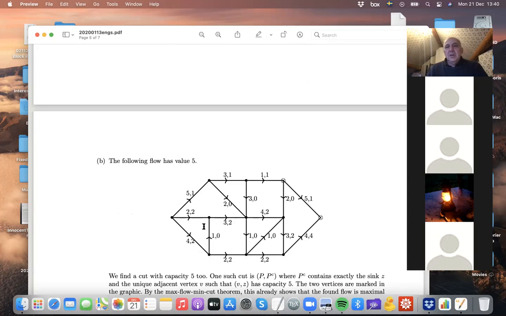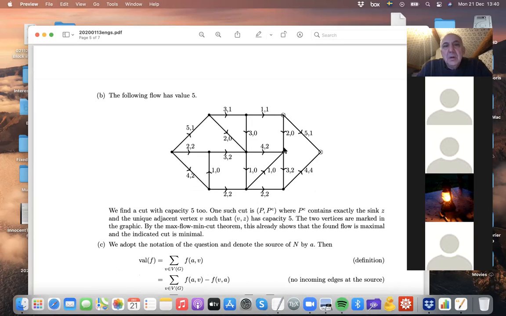And they say that the maximal value of the flow is 5, and there is a cut which is... so the value of the, let's see, the capacity of the cut is the following thing.